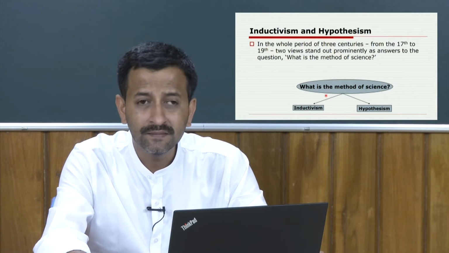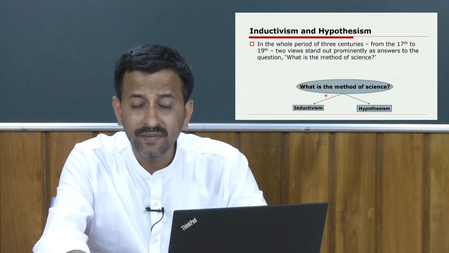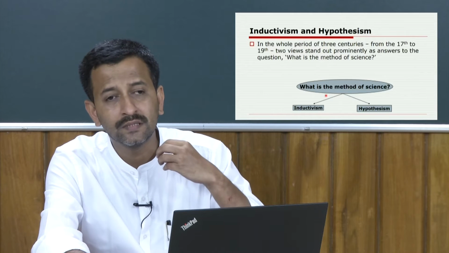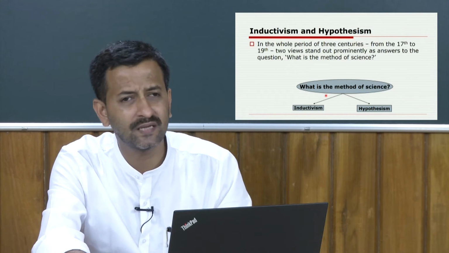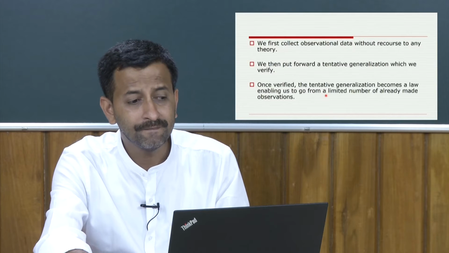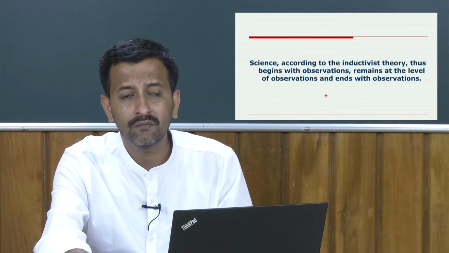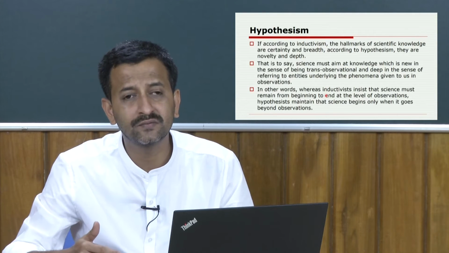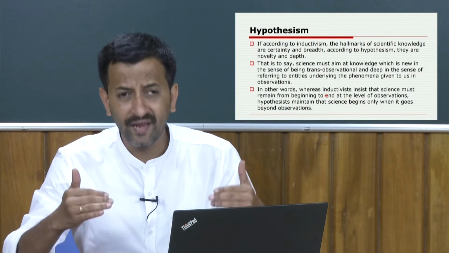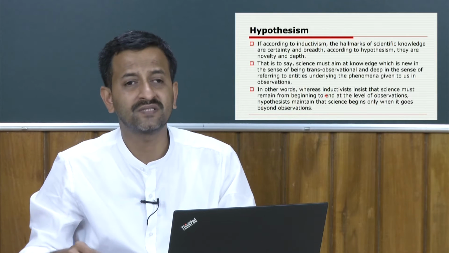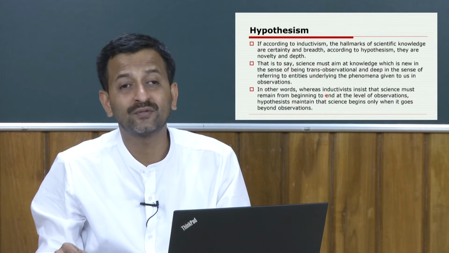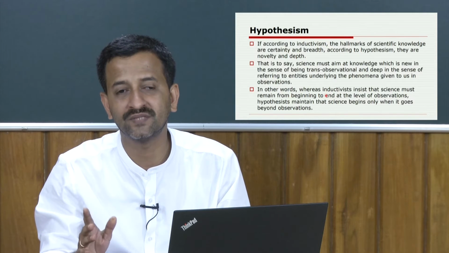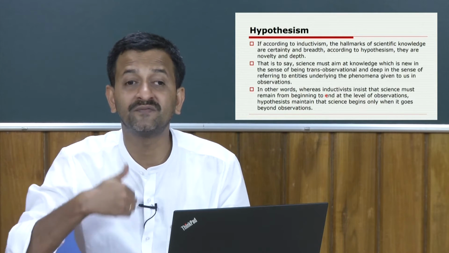They became rival methodologies, and each of these methods had followers among natural philosophers as well as moral philosophers, I mean scientists as well as philosophers. Inductivists suggested that science must begin with observations, must remain at the level of observations, and also must end with observations. Hypothesists claim that science begins only when we go beyond observations. That is why it must be trans-observational in nature.